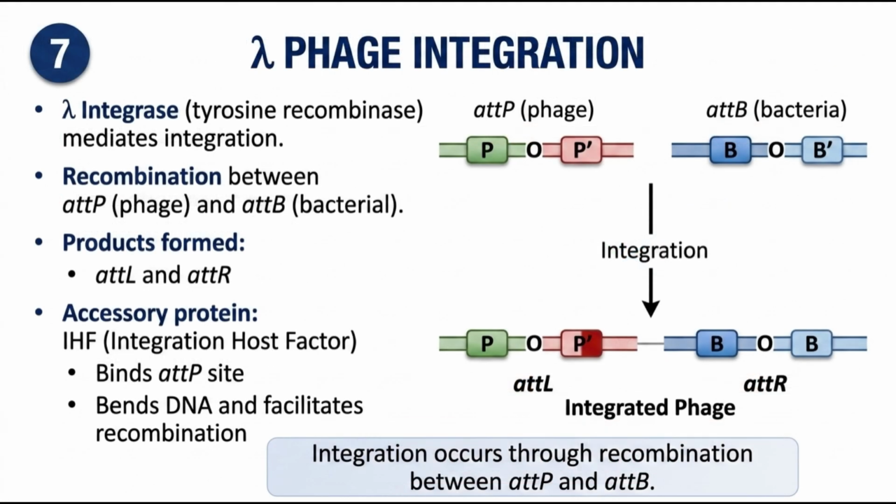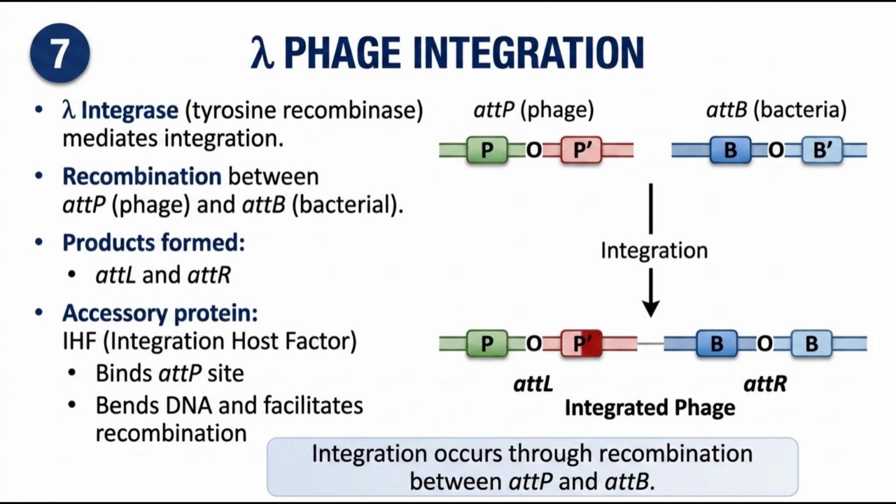Lambda phage integration. Bacteriophage lambda integrates into the bacterial chromosome using site-specific recombination. The key enzyme involved is lambda integrase, which is a tyrosine recombinase. Two attachment sites participate: attP present on phage DNA and attB present on bacterial DNA. Recombination between attP and attB generates attL and attR sites.